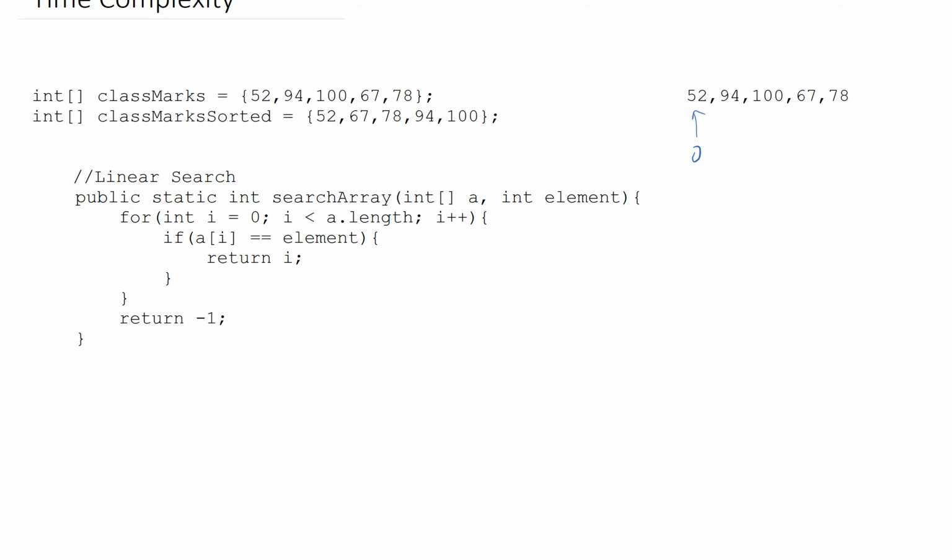So suppose we were looking for 52, this just did it in basically one step. It just had to start the for loop. It did one comparison, it checked if the array at 0 was equal to the element 52, and it was true, so it returned the index.